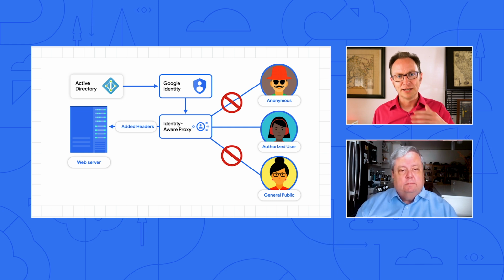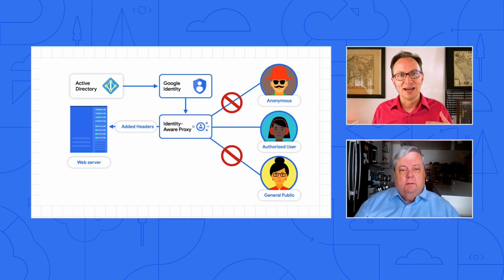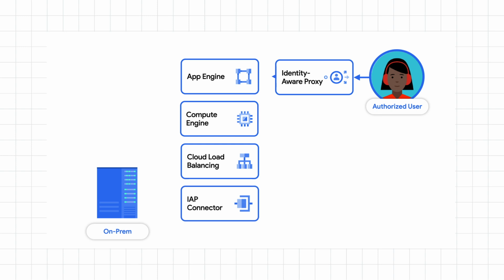Okay, cool. You mentioned different frameworks and platforms. And of course, Marissa's company has lots of different frameworks and platforms. Which of these does IAP work with? As you'd expect, IAP can protect services running on a lot of Google Cloud Platform infrastructure, such as App Engine, Compute Engine, and pretty much anything that can be behind a cloud load balancer.